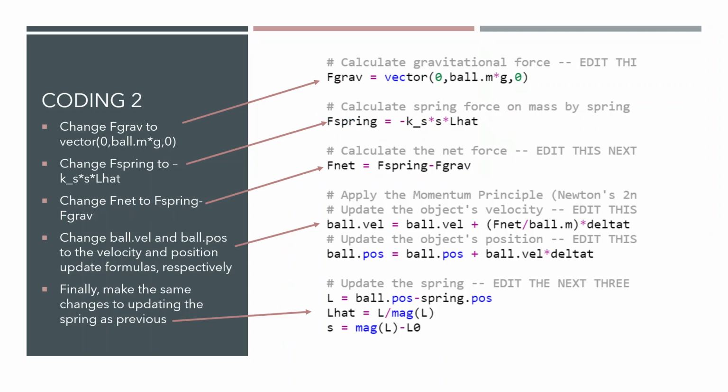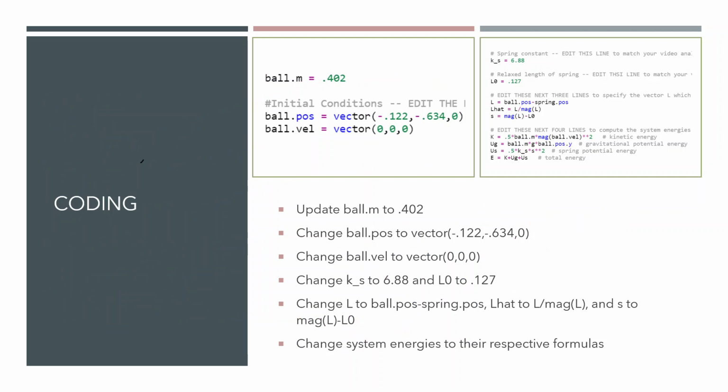So let's see what we got here. I have the force of gravity. I changed that to be a vector, the mass of the ball times g in the y direction, nothing else in any other direction. Then we have the force of the spring, just the spring force formula, negative ks times L hat. Then the net force is just going to be the spring force minus the gravitational force. And then I changed the ball's velocity and position to be the velocity and position update formulas respectively. And then finally, for updating the spring, I just changed the equations to be what they were before in this slide.